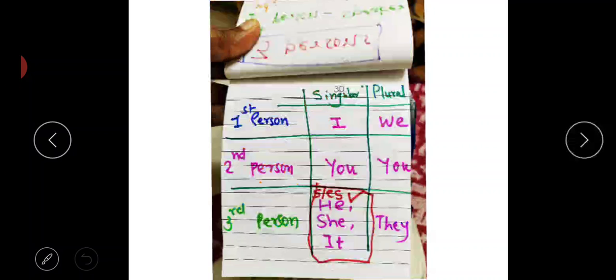Now you can see first person, second person and third person given in the table. Similarly in the columns, the second column is about singular, the third column is about plural. So first person singular, I; first person plural, we. Similarly second person singular, you; second person plural, you all. And third person singular, that is he, she and it. And third person plural is they.